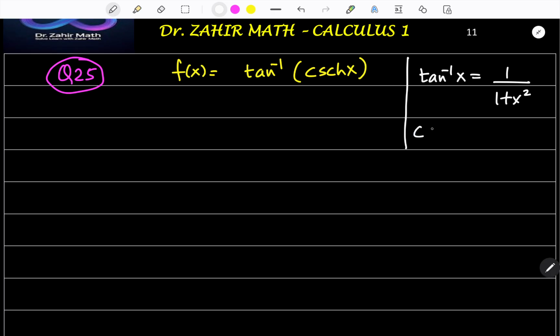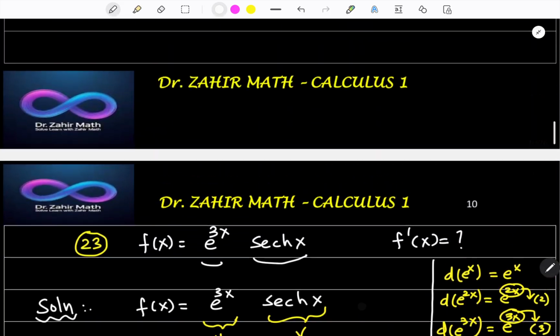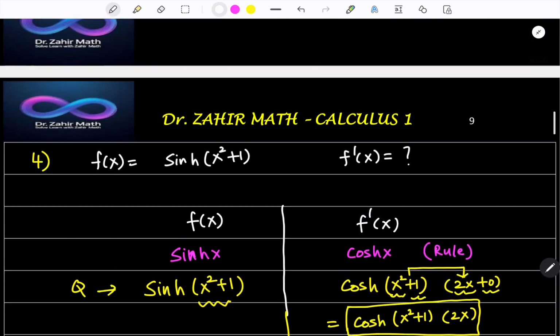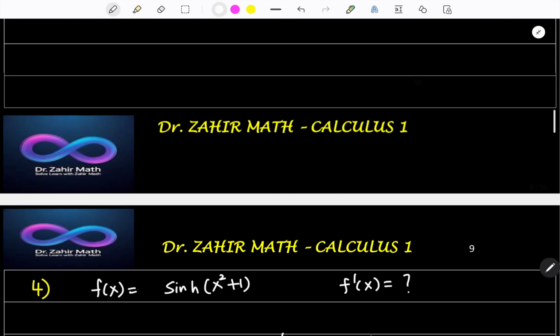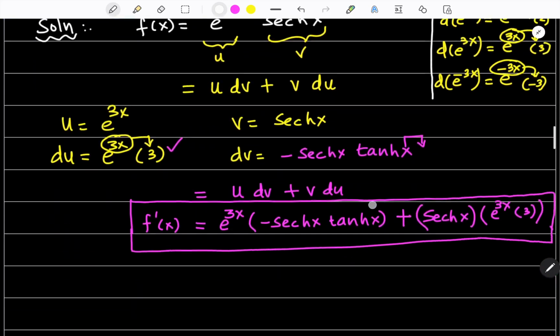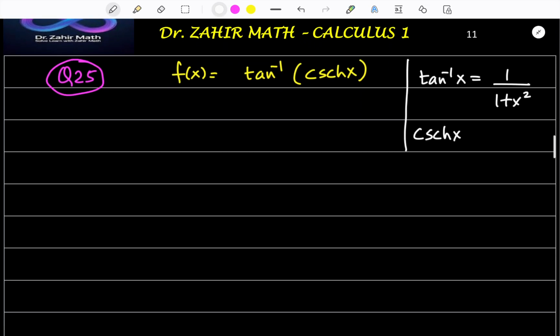And what is the formula for cosecant hyperbolic x? Just now we studied. You need to memorize this rule, keep it in your mind. The derivative of cosecant hyperbolic x is minus cosecant hyperbolic x cot hyperbolic x. So keep this formula on the side: the derivative of tan inverse x and the derivative of cosecant hyperbolic x.